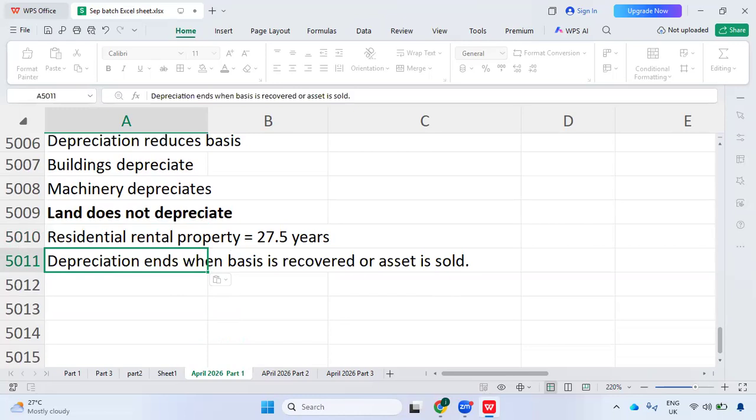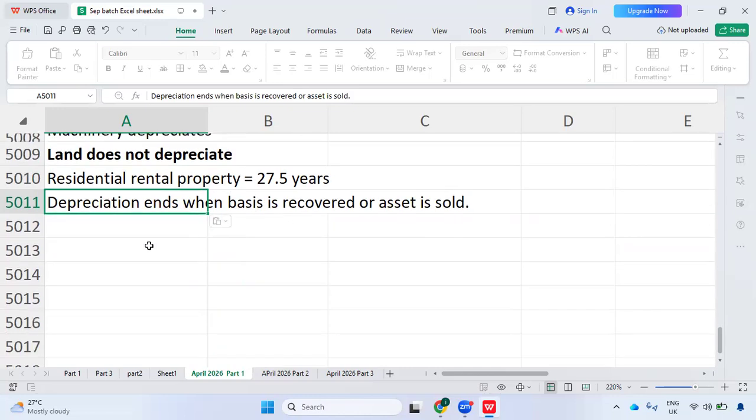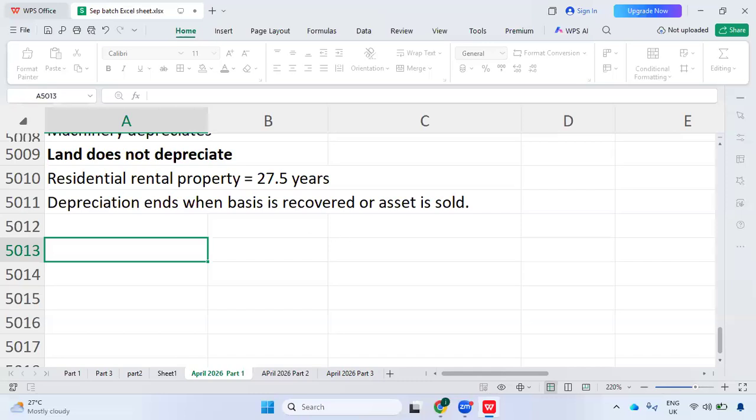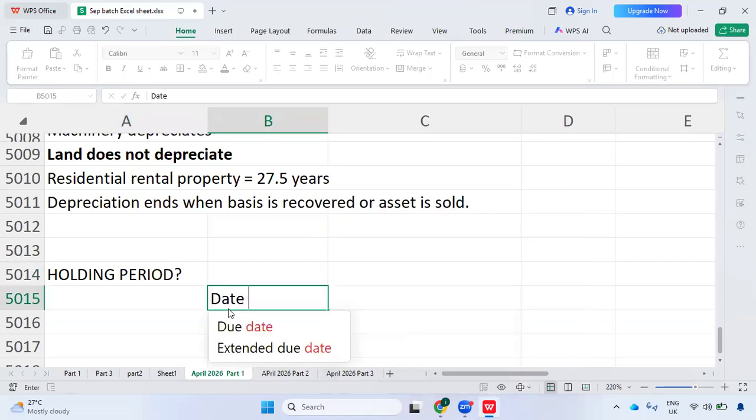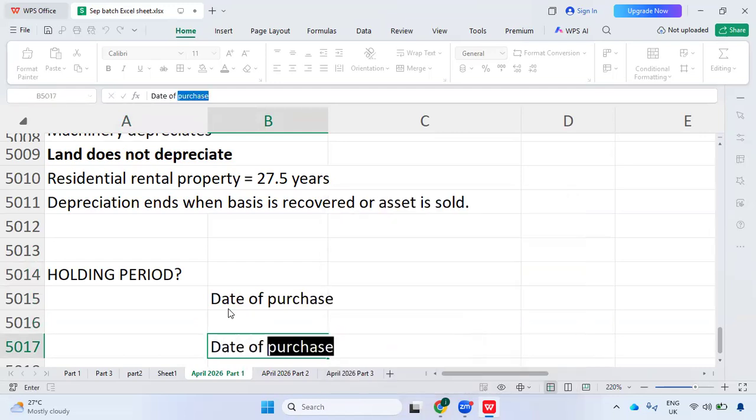Next important area is holding period. We understand some amounts will be added to the basis and some amount will be the basis. After assessing the value, we need to see the holding period of the asset. Holding period means the period between the date of purchase and the date of sale. Here we require two things: date of purchase and date of sale.